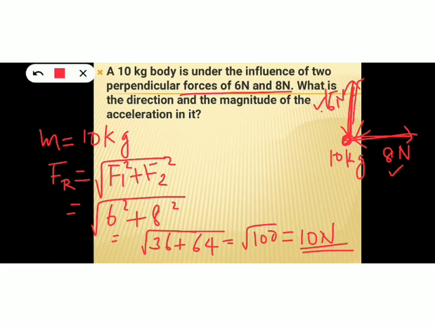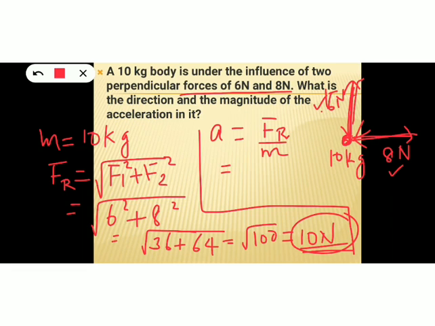You got the force. Then what will be the acceleration? Once you get the force, you can find out acceleration using the equation. Acceleration is equal to F by m. And here you need to consider the resultant force. And what is the resultant force? It is 10 Newton divided by mass. Mass is again 10. So acceleration is 1 meter per second square. Okay, so this is the magnitude of acceleration acting on that 10 kg body.